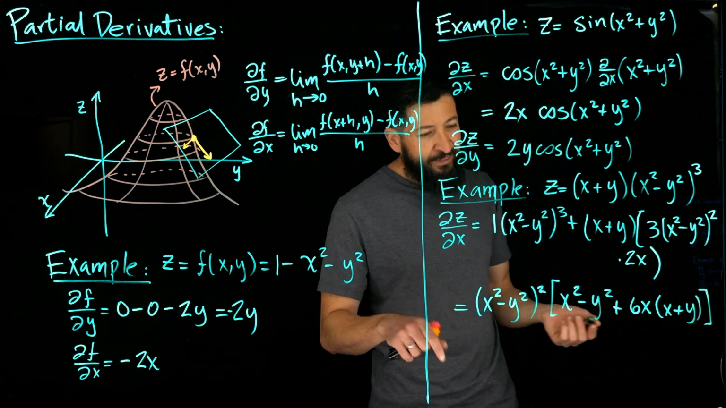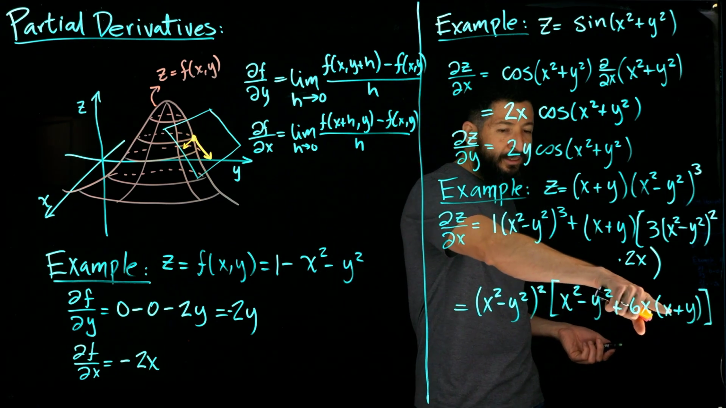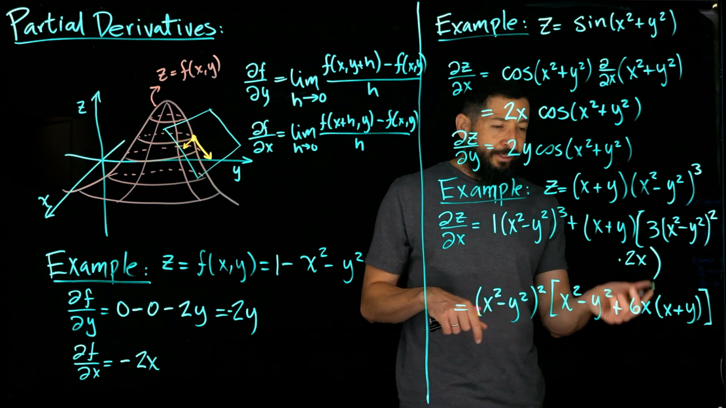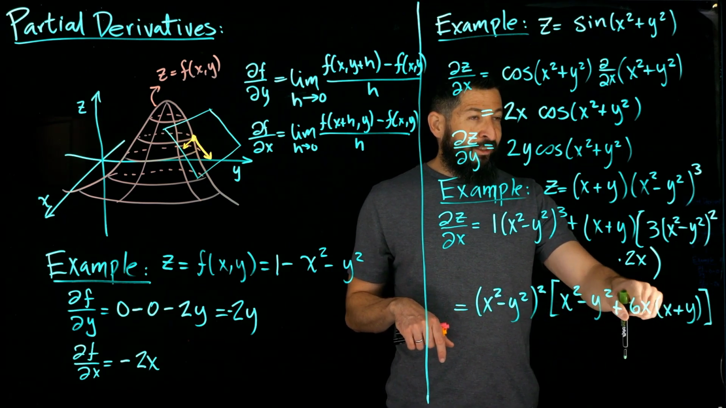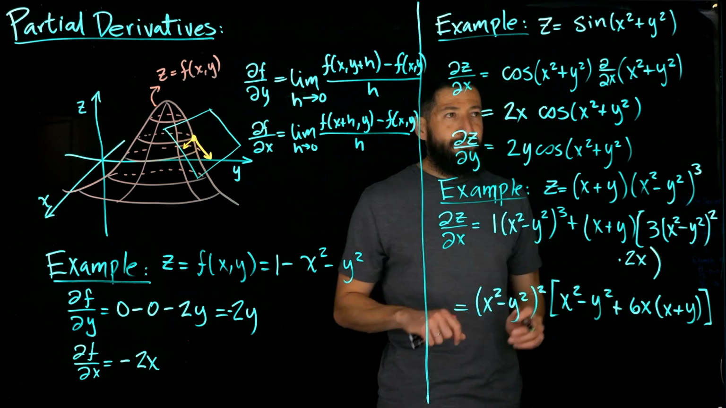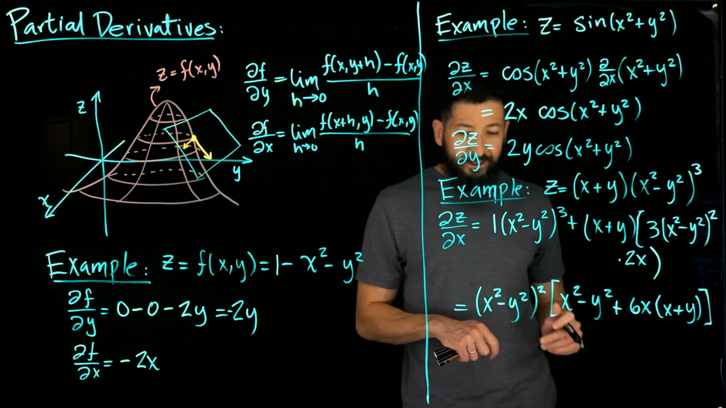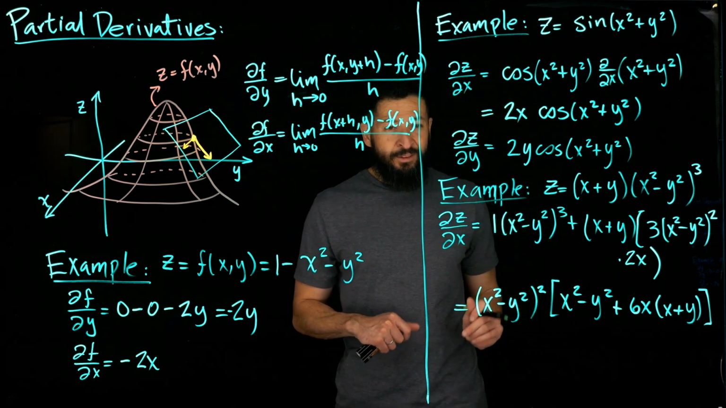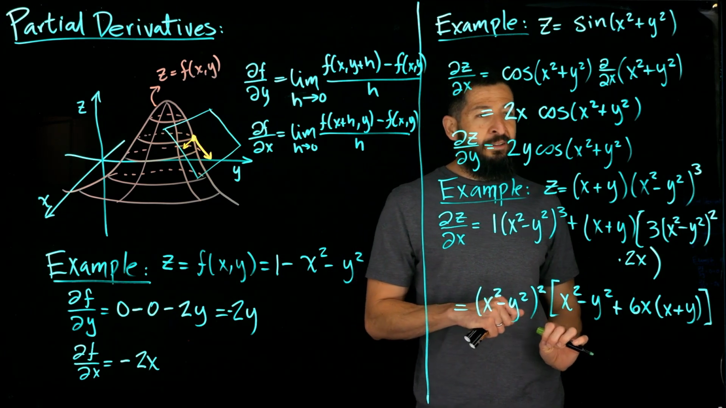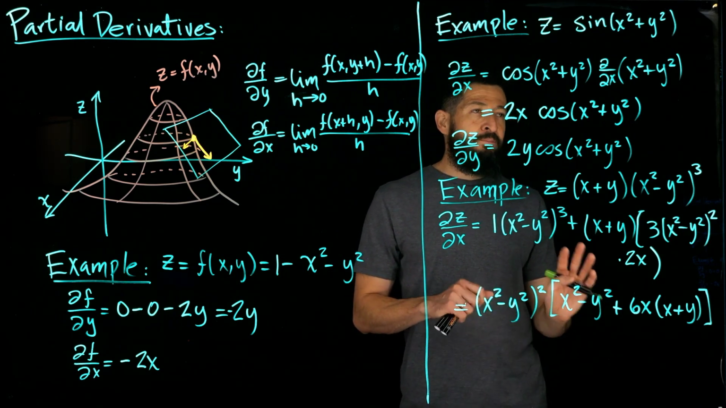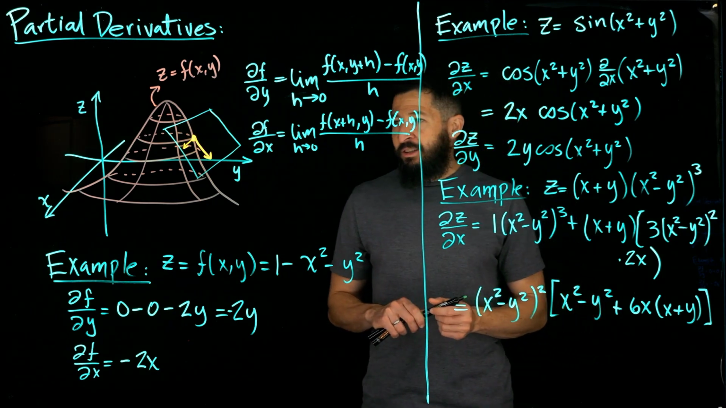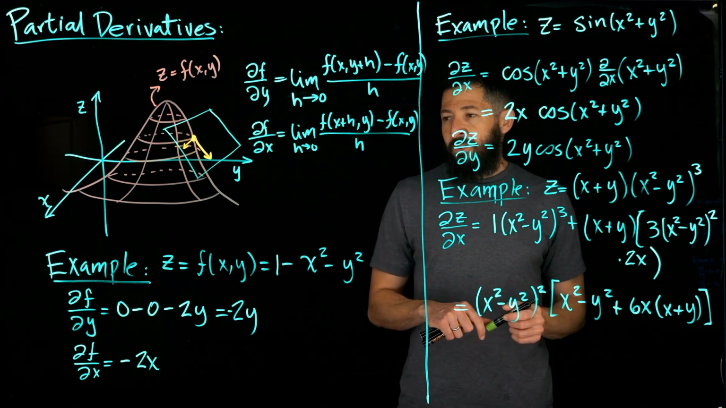You could simplify further by doing x squared plus 6x squared, which is going to be 7x squared. You're going to have 7x squared plus 6xy minus y squared, but that's good enough. That's just algebra we're missing. We're going to leave it at that for this one because I don't have room for the partial with respect to y, but the process is the same. So that's how you do partial derivatives.